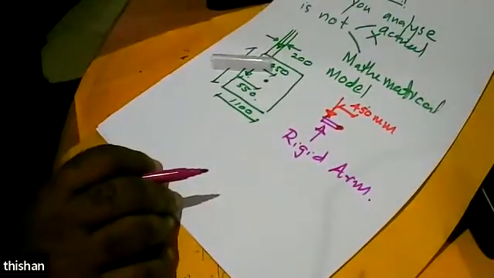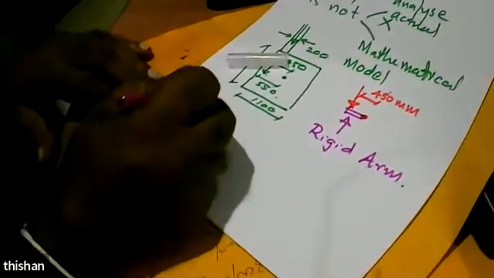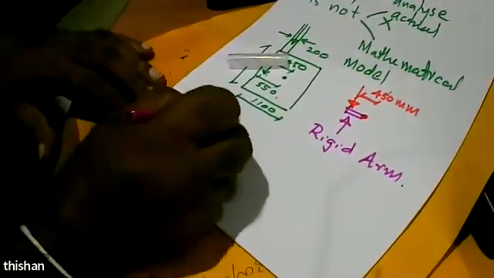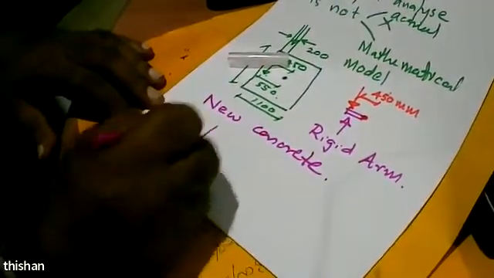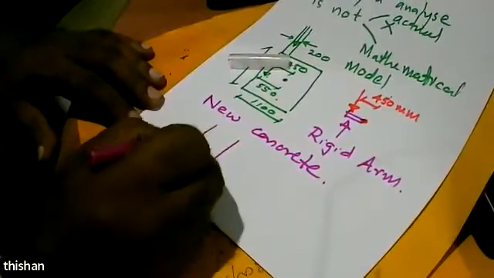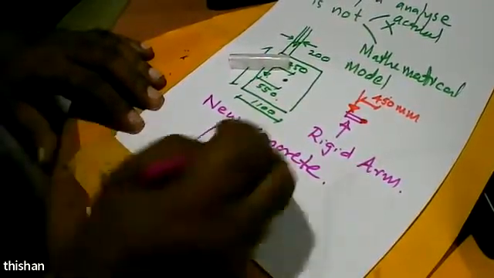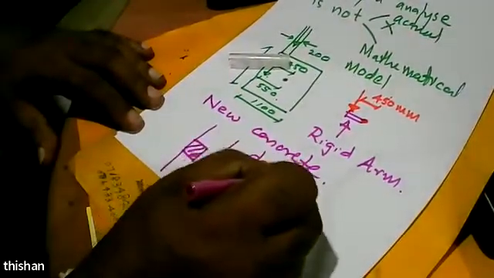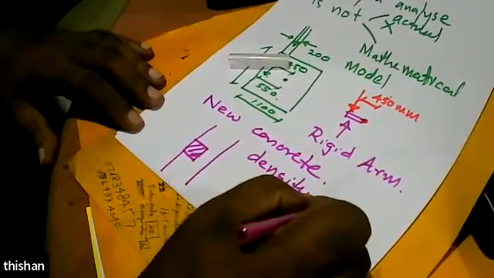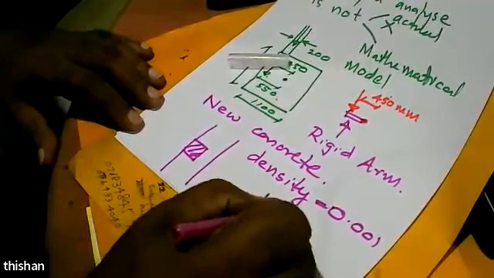But if you are going to say the rigid arm is having the same dimension, then you have to define a new concrete material. Why? In the actual structure, you get only this, but in the model, now you get this, and then you get a rigid arm here. And that new concrete has a density. What is the density of that new concrete? It's close to zero, 0.001 kilonewtons per meter cubed.